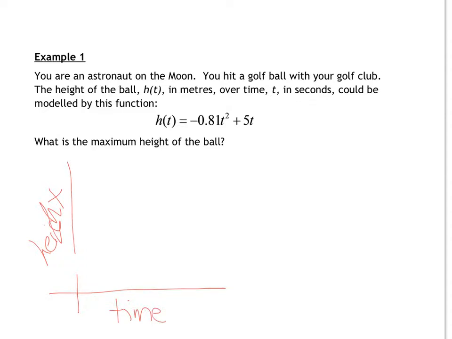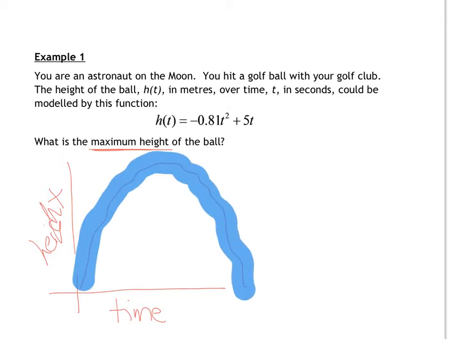And if we hit a golf ball, it's going to create a parabolic shape. You'll have to forgive my drawings here. My stylus wants to do a squiggly line. We want to know the maximum height of the ball. Well, think about where on this line you are going to find the maximum height of the ball. Logically, that's going to happen at the vertex, right? So we have to find the point of that vertex.